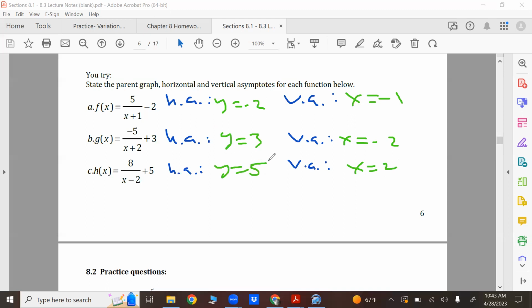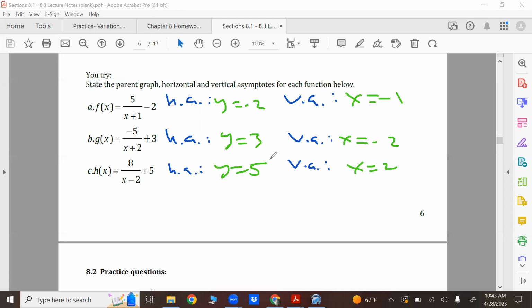Okay, here we go, guys. Does this make sense, what I just did? H is horizontal asymptote abbreviated, V is vertical abbreviated. You look at what's on the outside, that's how it's going to shift vertically. So the horizontal asymptote will be moving up and down, obviously, right? So that's y equals -2, y equals 3, and y equals 5. For the VA, x equals -1, x equals -2, or x equals 2.